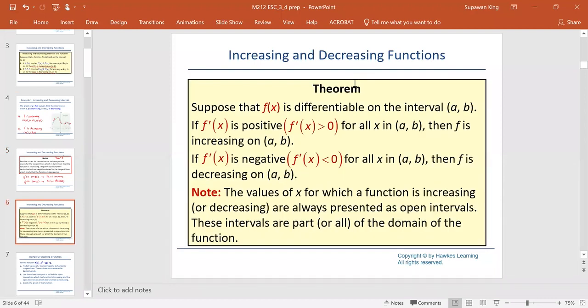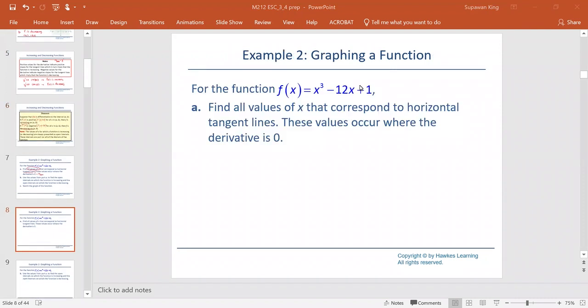The theorem: if f prime of x is positive for all x in the open interval AB, the function f is increasing. If f prime is less than 0, or negative, then the function f is decreasing on the interval AB. Example 2. For the function f of x equals x to the third minus 12x minus 1.